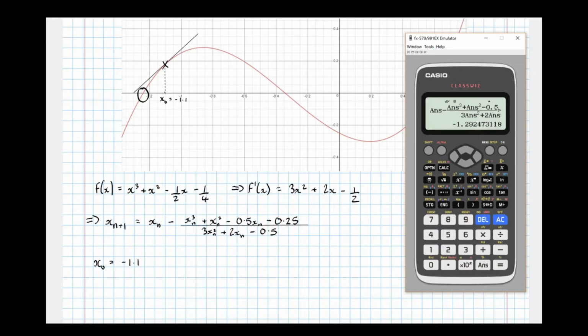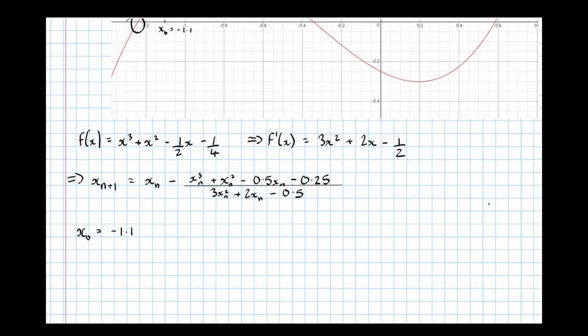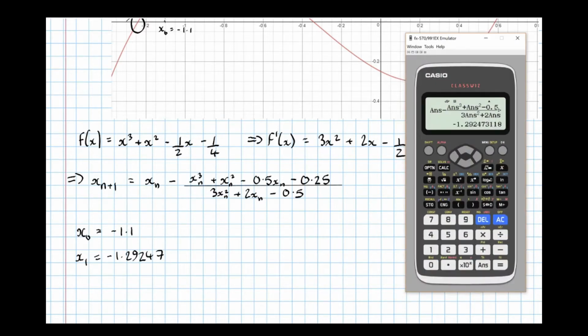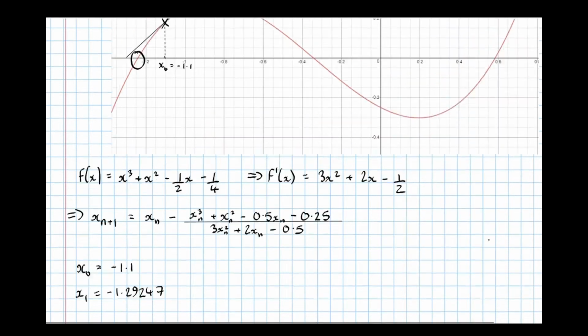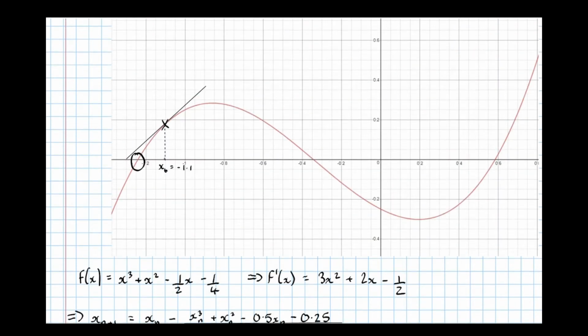So x1 equals minus 1.29247. And now, because we've pressed equals, that number's stored in the answer button now. So actually all we have to do to get the next iterate is just press equals again. So minus 1.24. So what it's done here, I'm just going to get rid of that circle there.